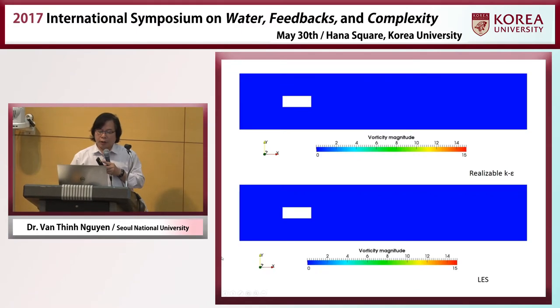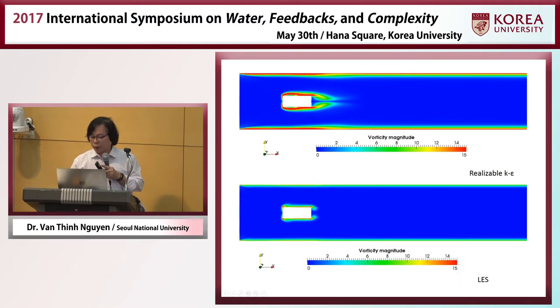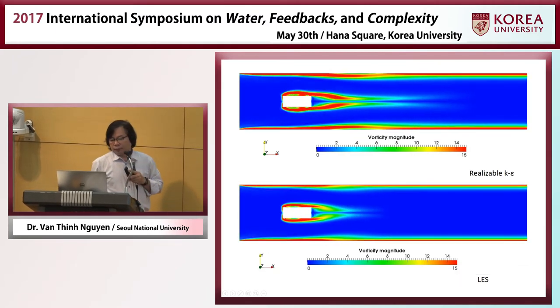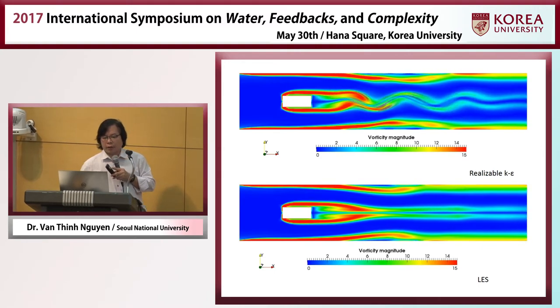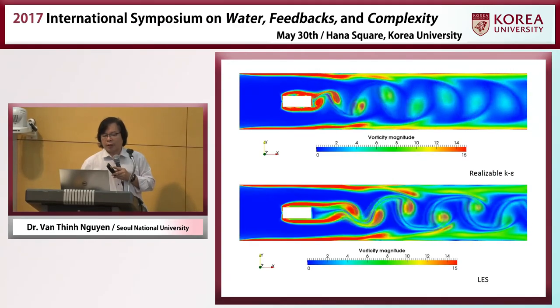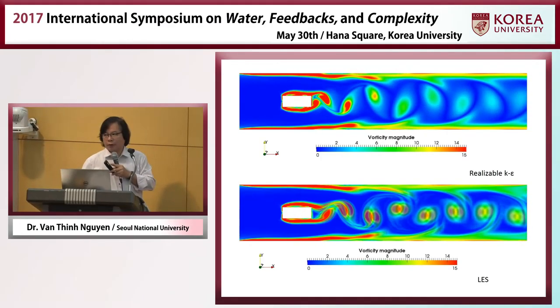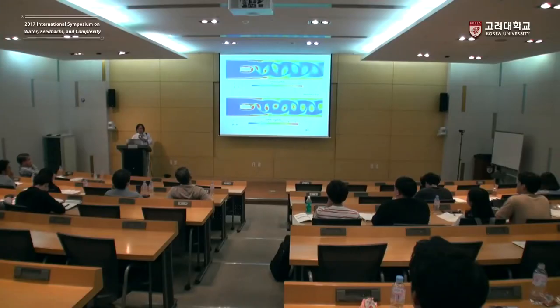Now, I show you some more movies. Here is the flow around the cube. And here you have the realizable k-epsilon, here it's the LES simulation. You will see how much different between the two models. Here is the vortex. You see the vortex here from realizable, here is the LES. You see, it's totally different. Very much different. Here, the vortex is more, here LES has fewer vortices.